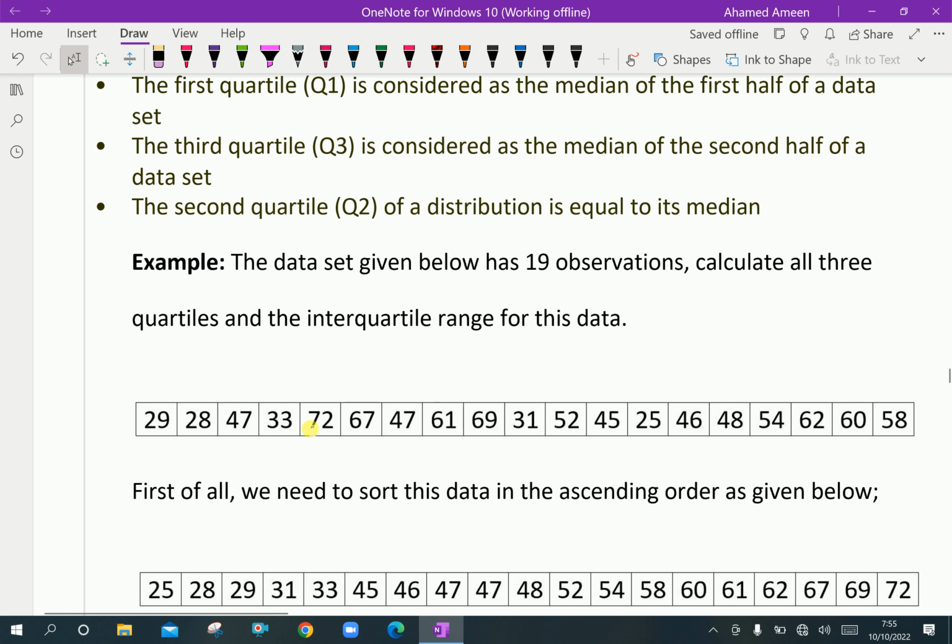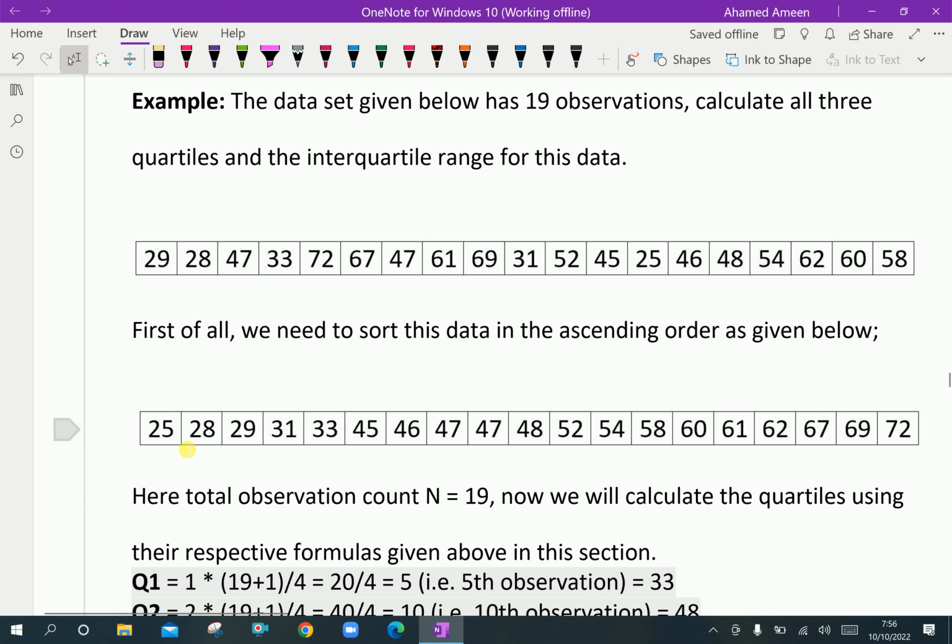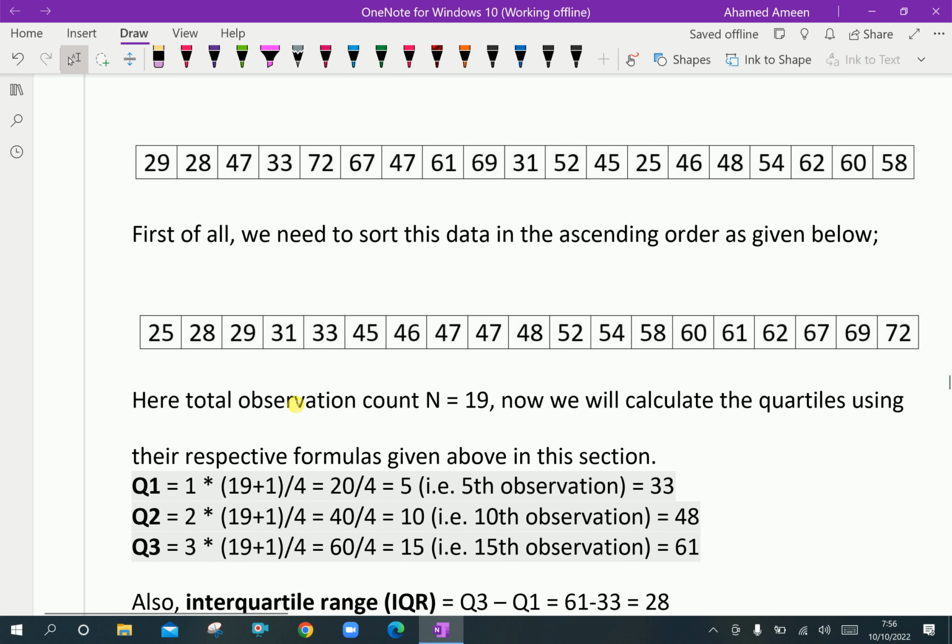Look at this example. The data set given below has 19 observations. Calculate all 3 quartiles and the interquartile range of the data. Here 19 observations are given. It is in disorder, so first of all we have to arrange it in ascending order. We arranged it in ascending order. Here the total observation n is equal to 19.